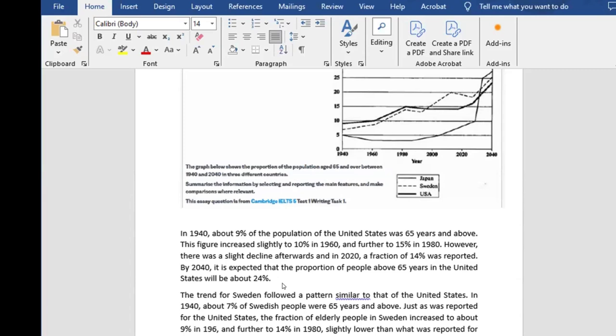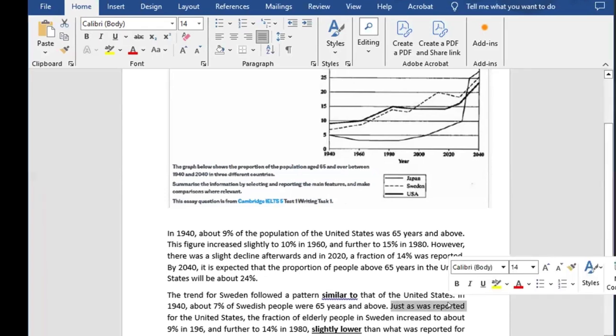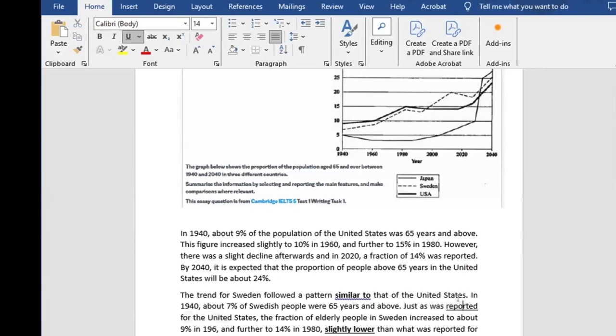Very, very important. So slightly lower. This is a word that indicates what? That I'm comparing. Slightly lower. Similar to. That's another word that indicates that I'm comparing. Just as was reported for the United States. That's another clause that indicates comparison.